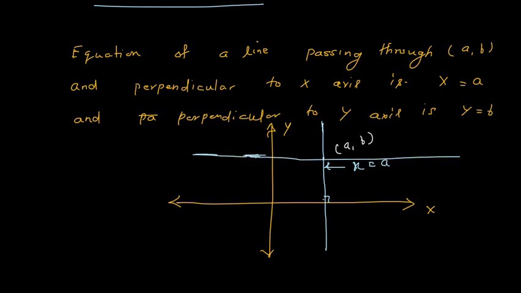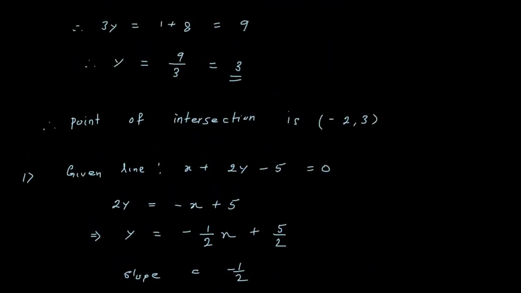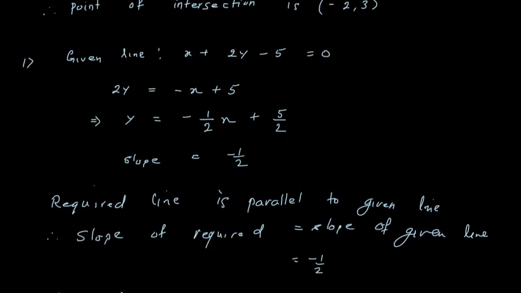Similarly, if I draw a line which is perpendicular to y axis, sometimes we also say it is parallel to x axis, and perpendicular to x axis we say that it is parallel to y axis. So here you can easily see that the y coordinate is always B. So y is equal to B is the equation of the line.